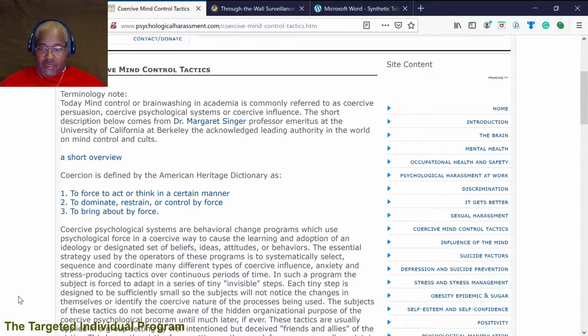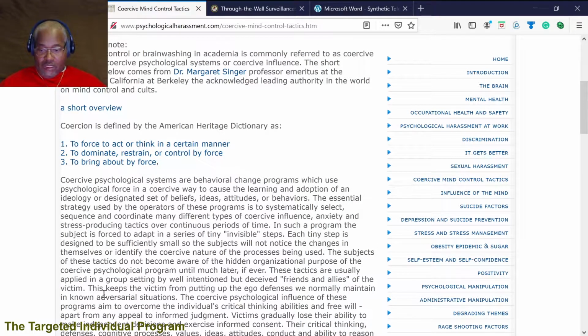Each tiny step is designed to be sufficiently small so that the subjects will not notice the change in themselves or identify the coercive nature of the process being used. The subjects of these tactics do not become aware of the hidden organizational purpose of the coercive psychological system much later, if ever.